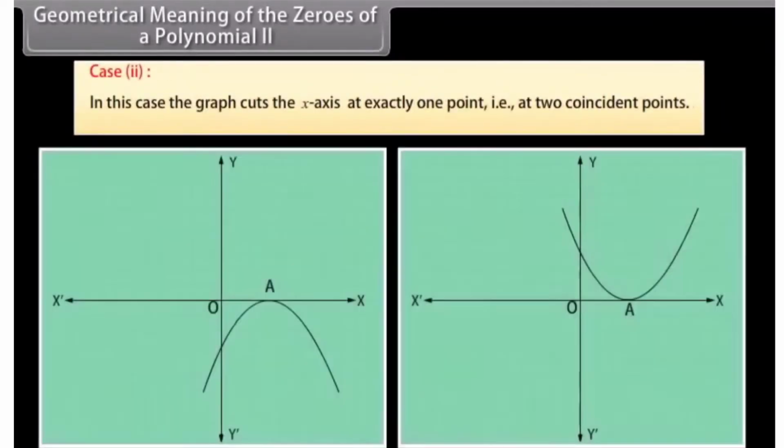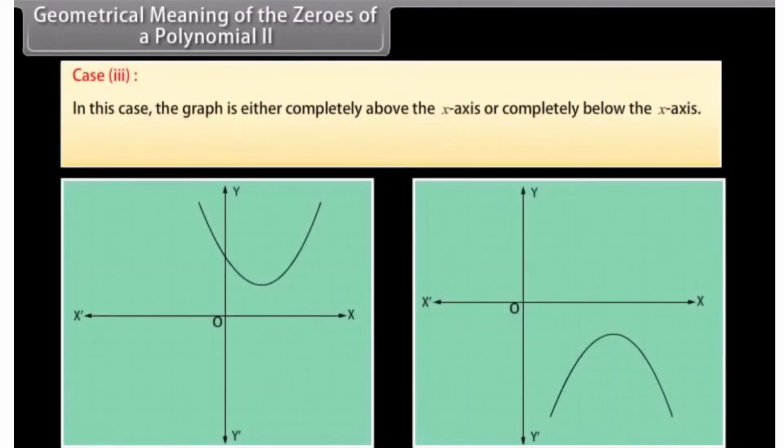Case 2. In this case, the graph cuts the x-axis at exactly one point, that is, at 2 coincident points. The 2 points A and A bar of case 1 coincide here to become one point A. Case 3. In this case, the graph is either completely above the x-axis or completely below the x-axis. It does not cut the x-axis at any point. The quadratic polynomial ax² + bx + c has no 0 in this case.